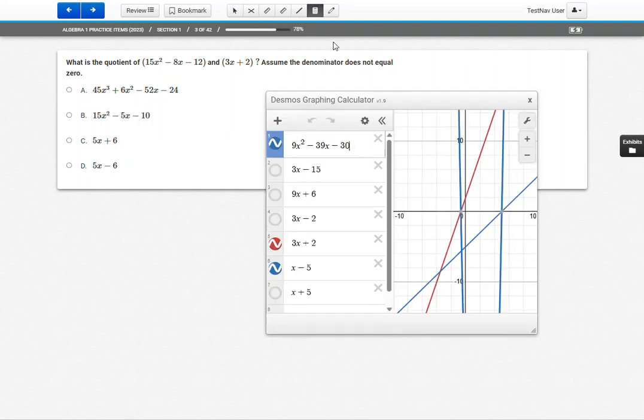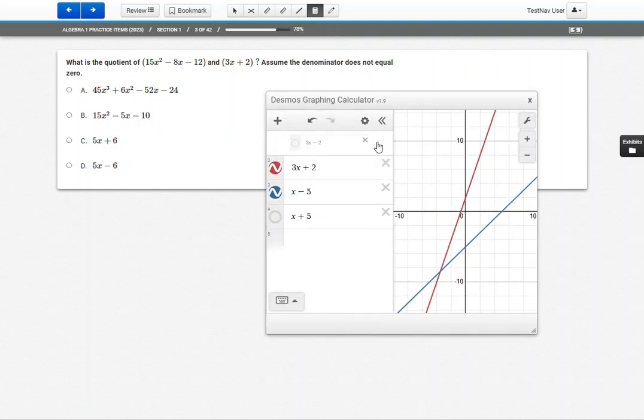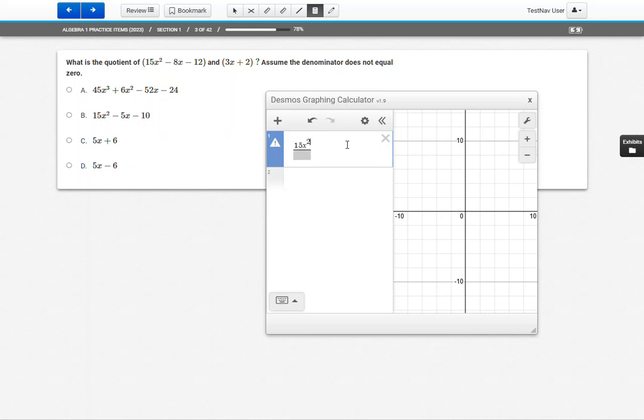All right, quotient. So when we're looking for a quotient, it just means it's a division. So on the numerator, I'm putting 5x squared minus 8x minus 12. And then in the denominator, 3x plus 2. That's my quotient right there. I'm going to graph it for you, and then I'll just graph the answer. So I think it's the last one. See how it's the same exact graph? That's about it, you guys. That's all I want to do right there.